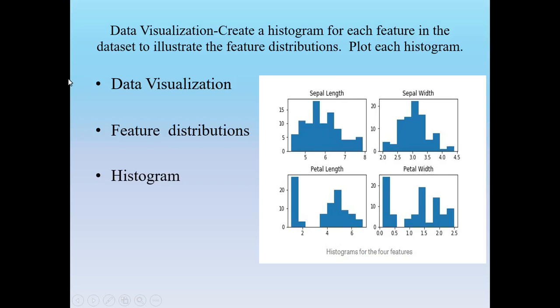Now we are moving to the data visualization. Data visualization has two terms. First is the data, which is the information, and visualization is the pictorial or graphical representation of the information, so that the user can analyze the data quickly. In the feature distributions, we have the four features given in the table in the CSV file: sepal length, sepal width, petal length and petal width. Based on that, we implement the histogram.